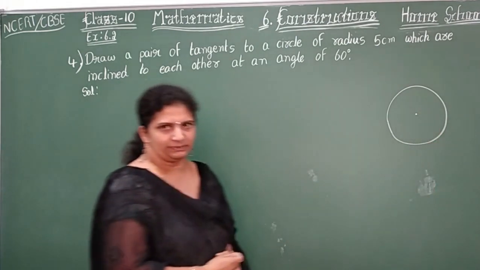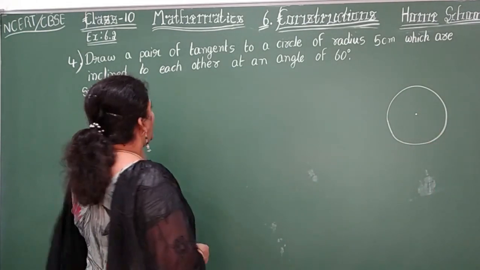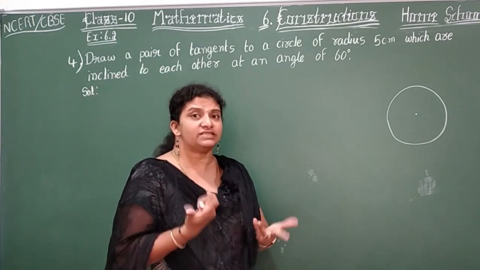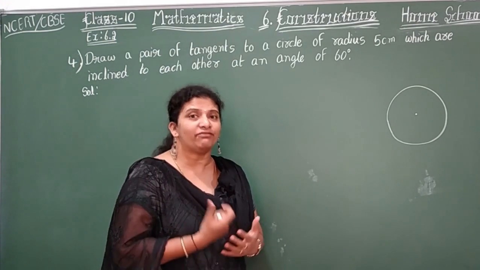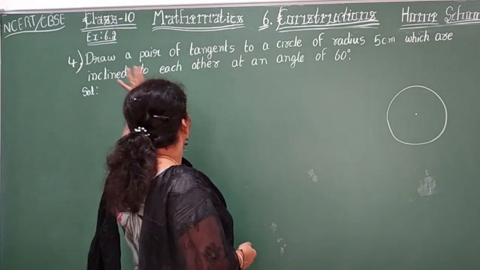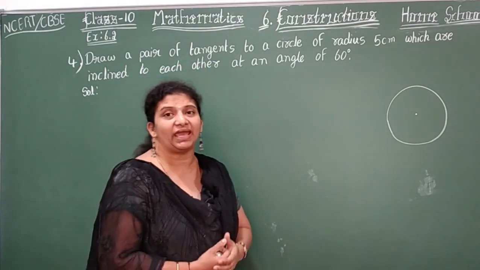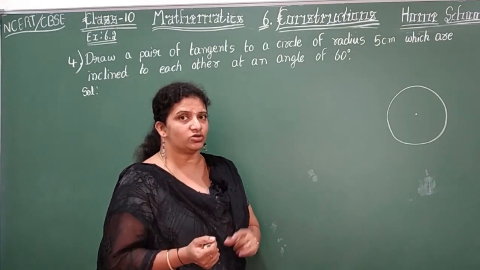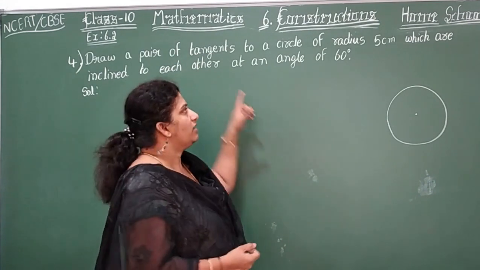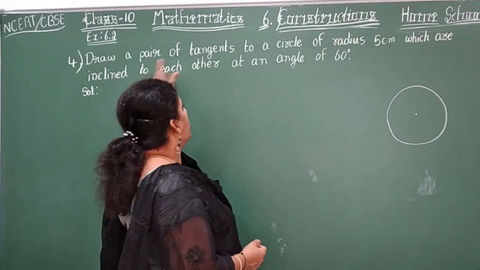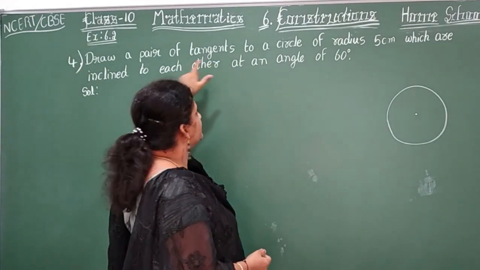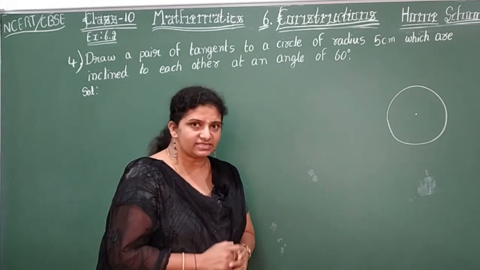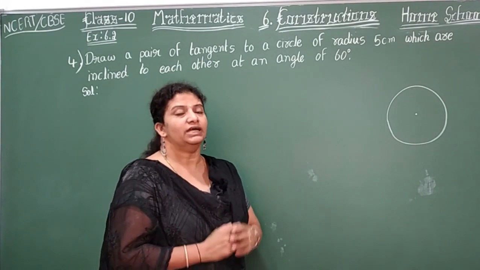Draw a circle, which are inclined to each other. Understand the word, inclined? What are we talking about here? We are talking about a pair of tangents. So the word inclination also refers to the tangents only. The inclination of these tangents is at an angle of 60 degrees. So understand the question carefully, children.